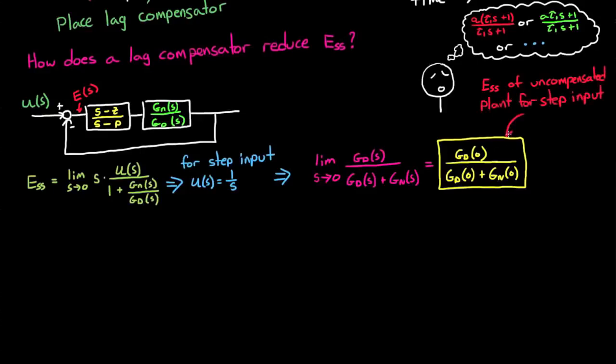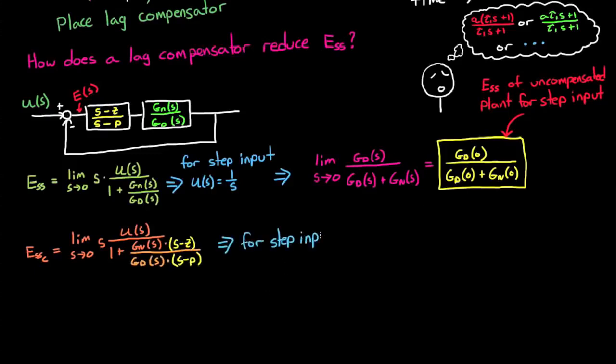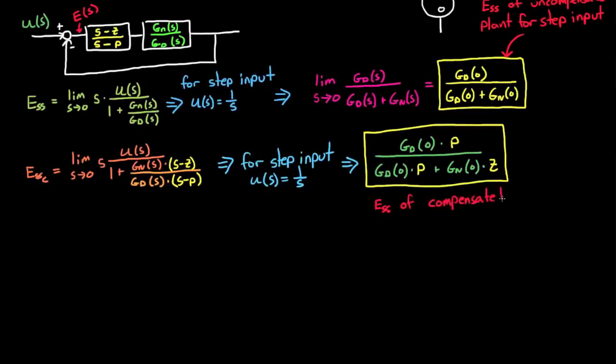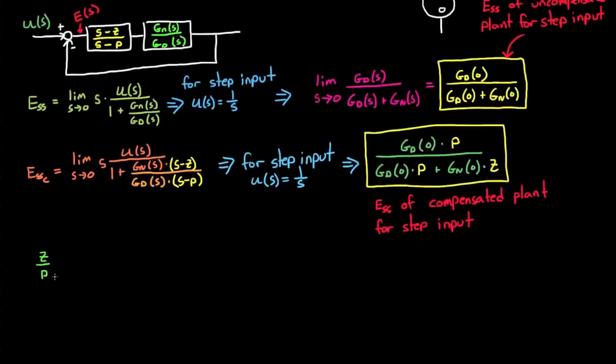So now when we add the lag compensator in the system, we can solve for the new steady-state error, I'll call it ESS of c, for the steady-state error of the compensated system. Now the total system is g of s times the lag compensator. And again, for a step input, u of s equals 1 over s, and the whole equation just becomes this. Notice that it is very similar to the uncompensated equation, but just with that extra pole and extra zero multiplied in. We can solve for the ratio of the zero to the pole and get this equation.